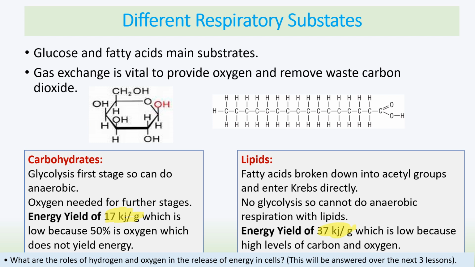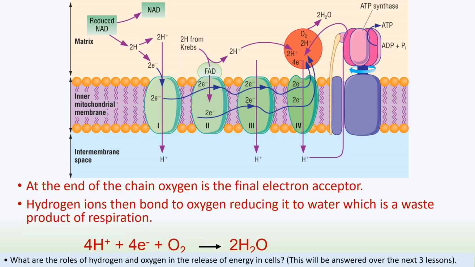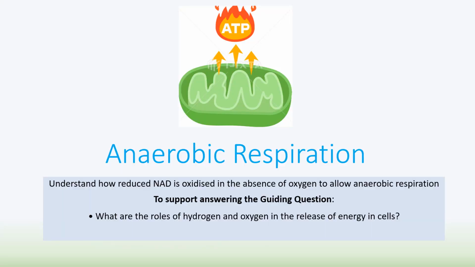If you think about it, it makes sense. There's less oxygen and there are much higher levels of hydrogen, and hydrogen is what is used to rotate the ATP synthase. And just to remind you before we move on, oxygen is essential as the final electron acceptor and hydrogen acceptor. Oxygen is reduced into water, which is a waste product of respiration. If you remove that oxygen, you will cut off the electron transport.